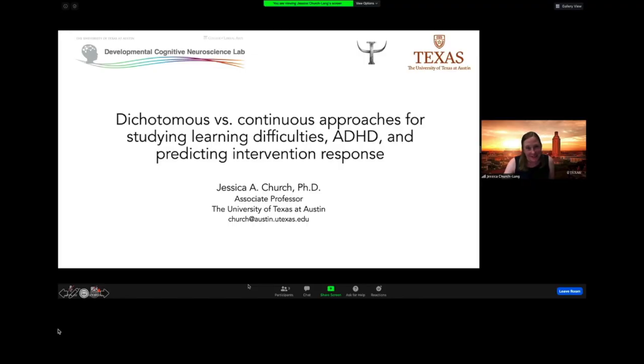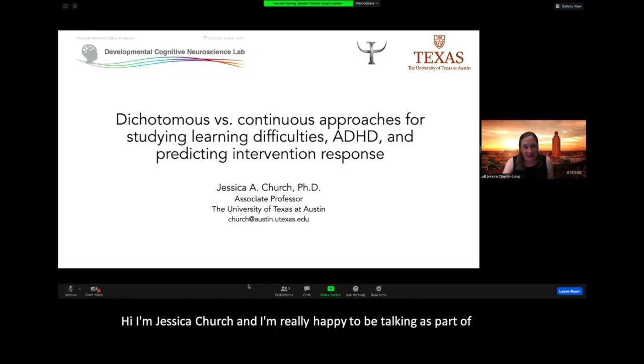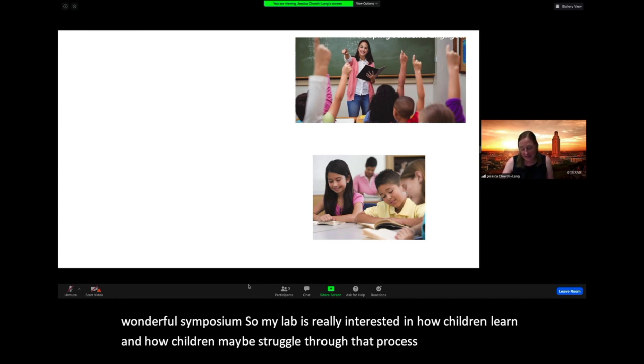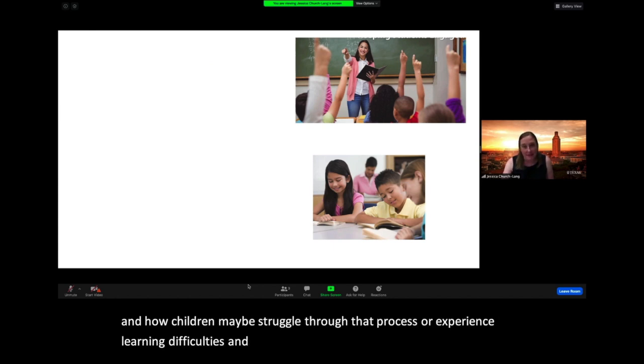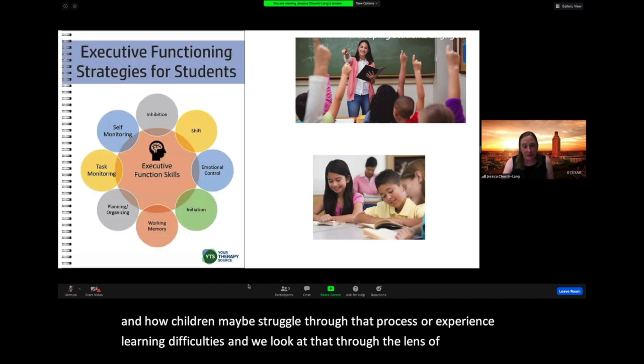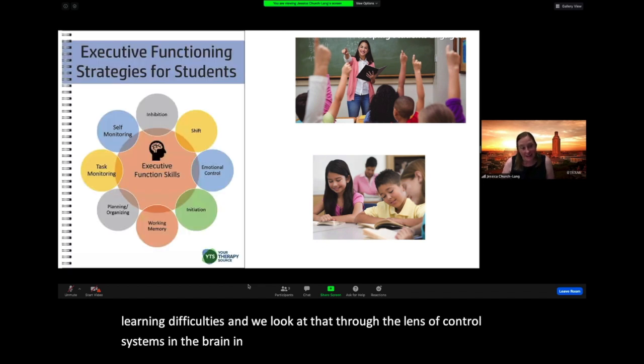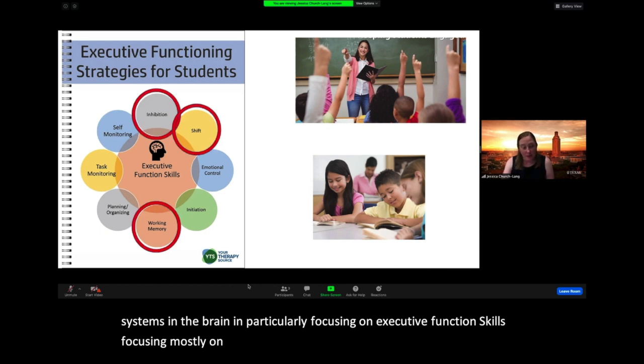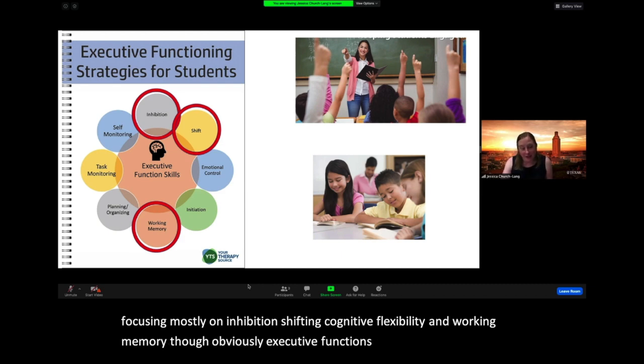Hi, I'm Jessica Church, and I'm really happy to be talking as part of this wonderful symposium. So my lab is really interested in how children learn and how children maybe struggle through that process or experience learning difficulties. And we look at that through the lens of control systems in the brain, particularly focusing on executive function skills, focusing mostly on inhibition, shifting, cognitive flexibility, and working memory, though obviously executive functions and control can be captured in a lot of different ways.